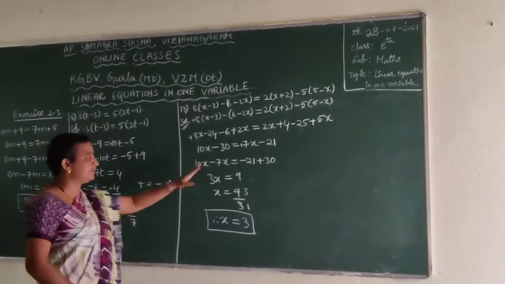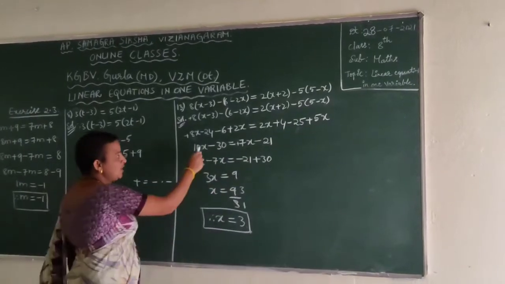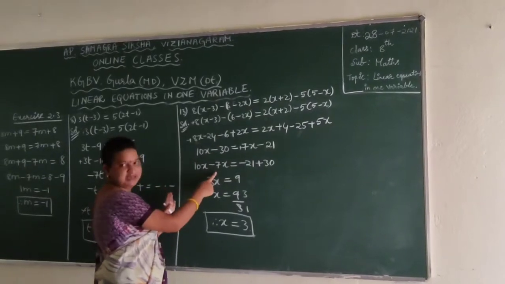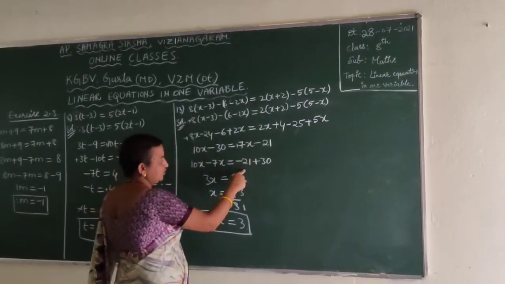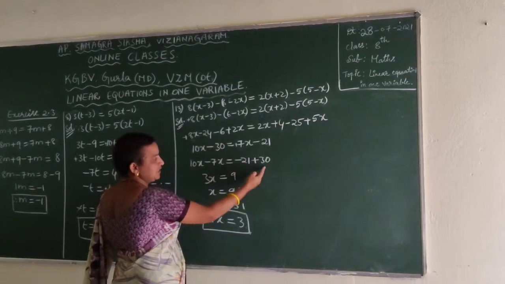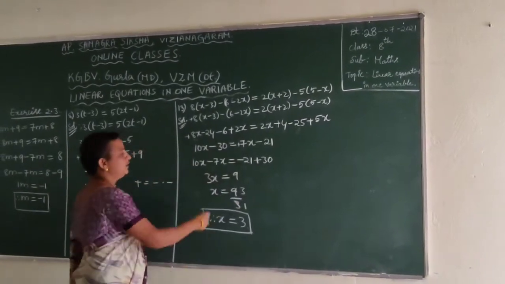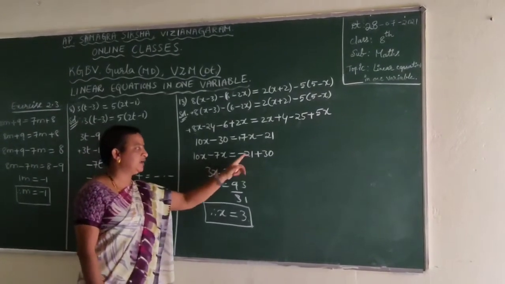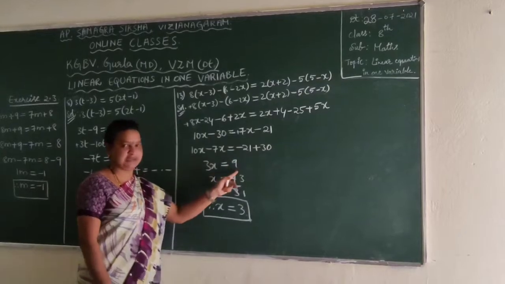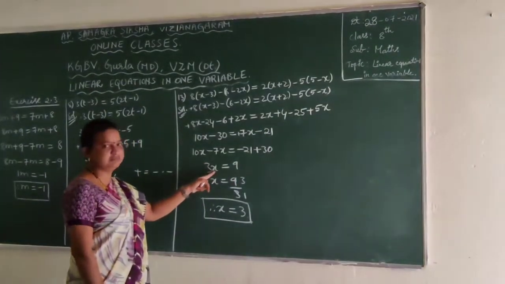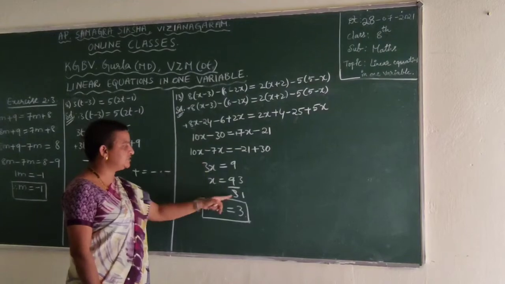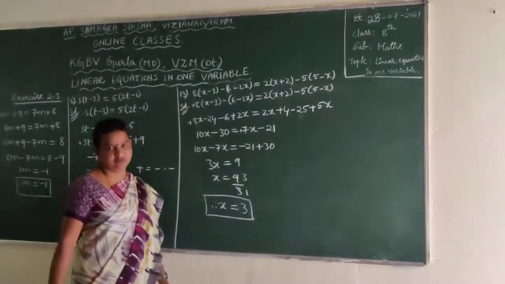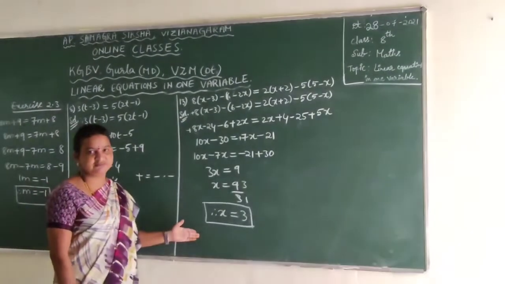Now you have to separate the variables and constants. So 10x and 7x: if we transpose plus 7x to LHS, it becomes minus 7x, is equals to minus 21, and transpose minus 30, it becomes plus 30. Okay, you have to subtract 7 apples from 10 apples, we get 3 apples, and minus 21 plus 30 means 9. Okay, here 3 multiplies the term x. If we transpose it, it divides the term 9. So the value of variable x is equals to 3. Okay, is it clear, children?